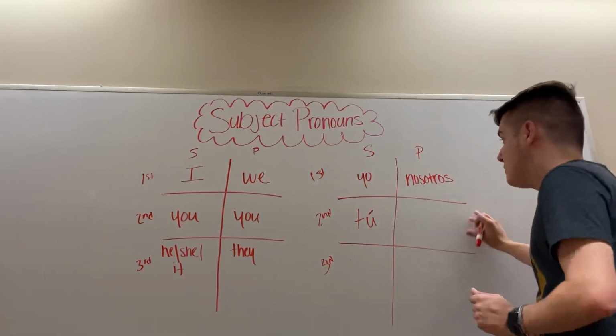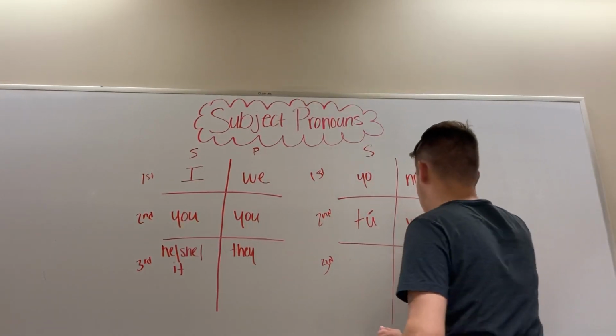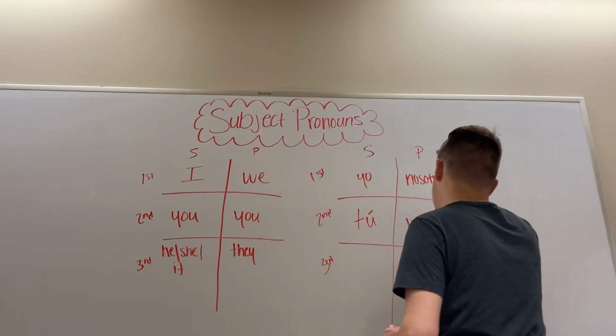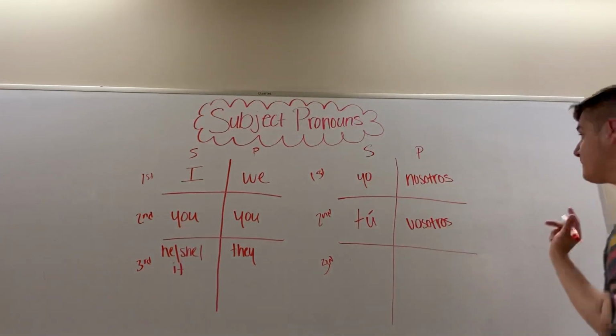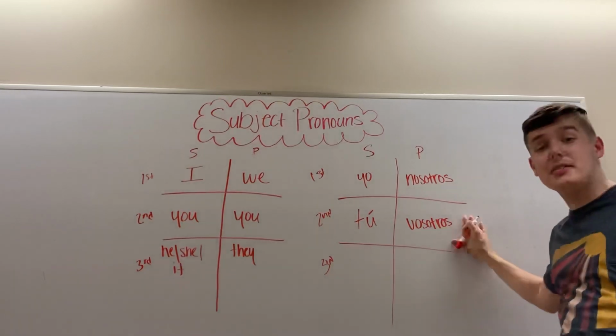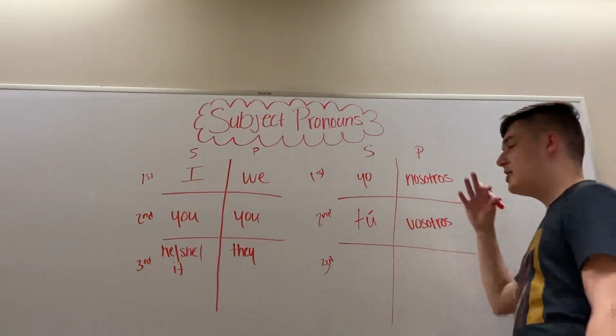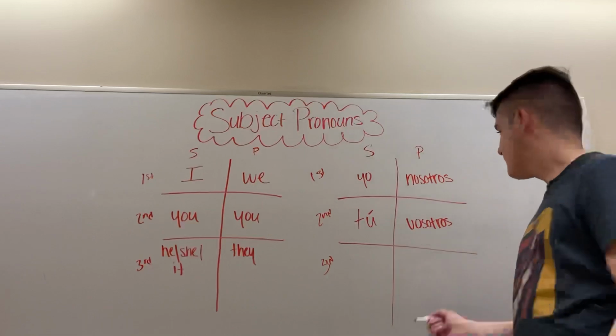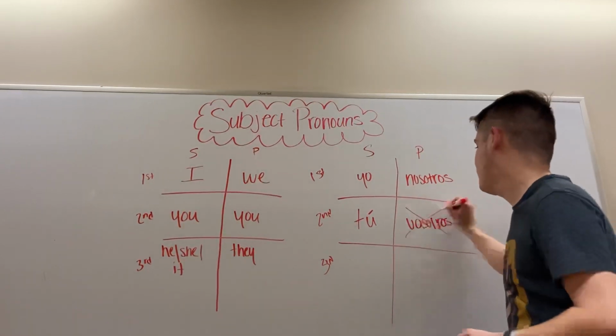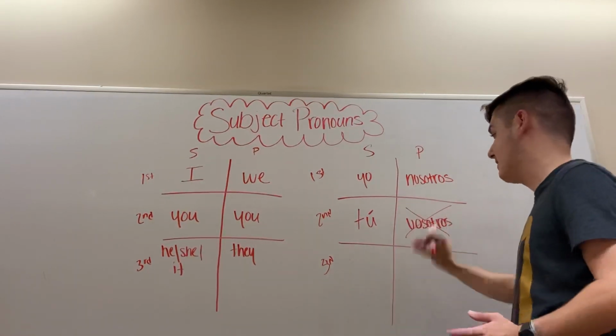Then our second person plural is vosotros. Now, this is really only used in Spain, and most commonly you will learn Latin American Spanish. So oftentimes you'll just see a big X right here and not even worry about this.